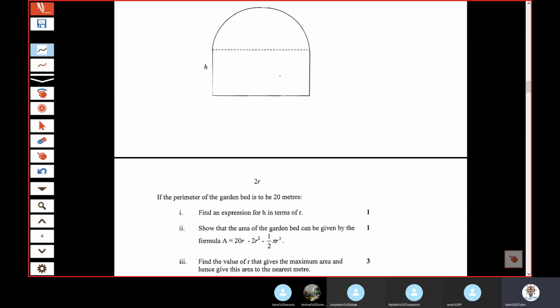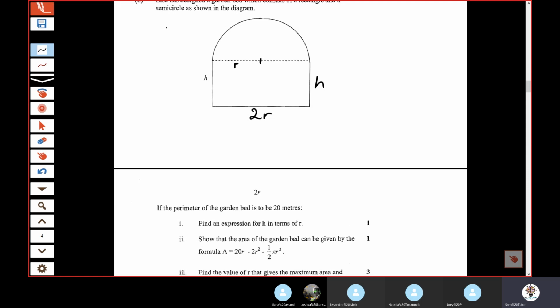Talk to me. If that's H and that's H, this is R. So what would this whole length be? 2R. And then what would be the top bit, this arc? What's the circumference formula? 2 pi r. But because you're going to times it by half, it becomes pi r. And then of course it's just pi r there, because we're using r anyway.